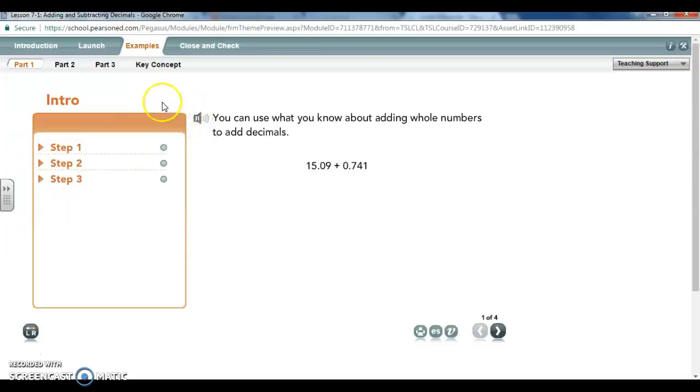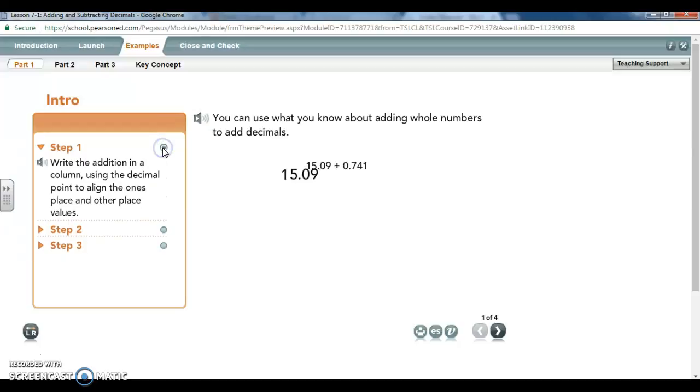You can use what you know about adding whole numbers to add decimals. To add the numbers 15 and 900ths and 741 thousandths, first write the numbers in a column. Make sure to line up the decimals. It is very important to make sure that you line up these decimal points. You cannot add decimals if you do not line up these 2 points.